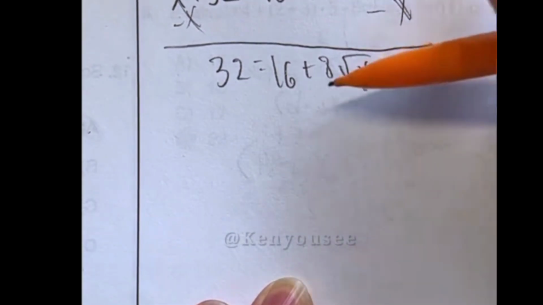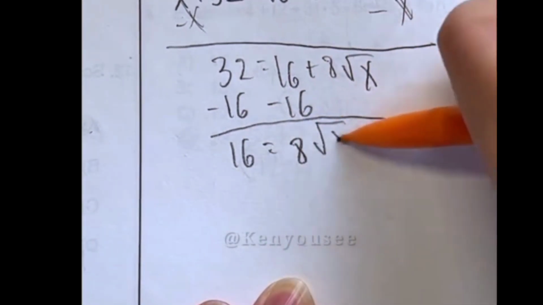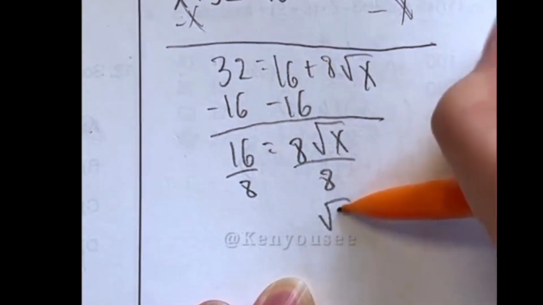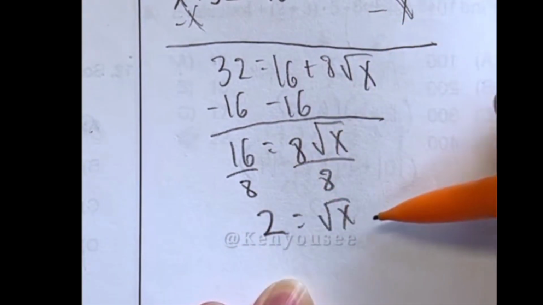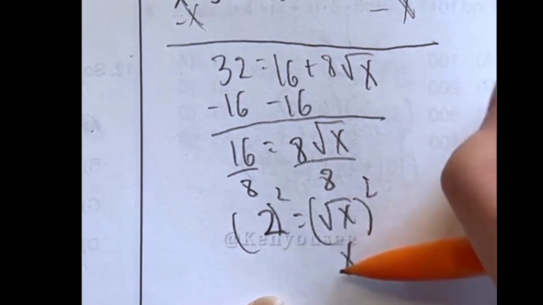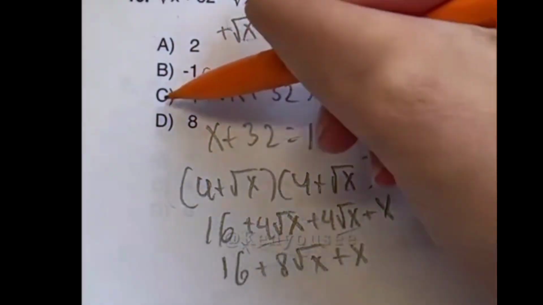And let me move all of the constants to the other side. So I could subtract 16 on both sides, giving me 16 is equal to 8 root x. And to get rid of the coefficient, I could divide both sides by 8, giving me root x is equal to 2. And to get rid of the square root, again, you square it. So that's going to be x is equal to 4. And that is going to be the answer, C.